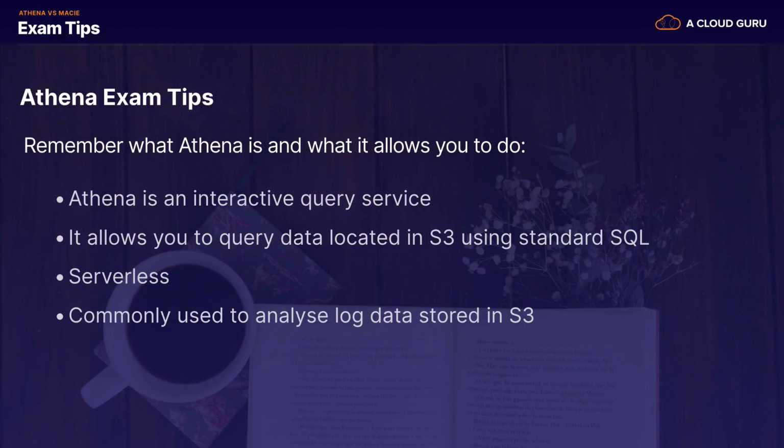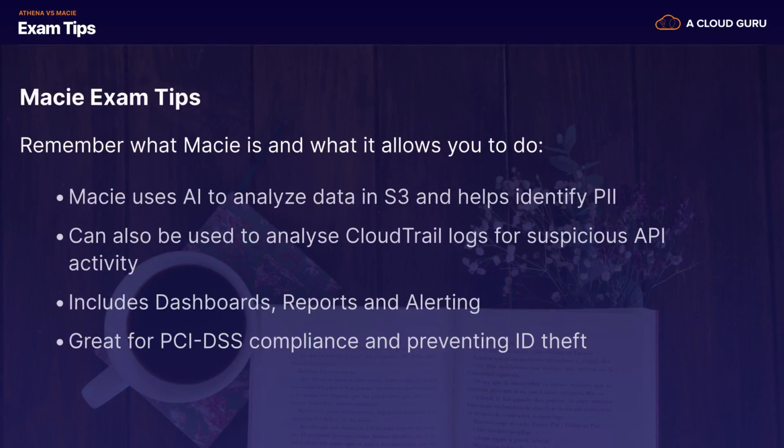So going into your exam, just remember what Athena is and what it allows you to do. It's an interactive query service. It allows you to query your data located in S3 using standard SQL. It's serverless, and it's commonly used to analyze log data stored in S3. Whereas Macie is essentially a security service. It uses AI to analyze your data in S3 and help identify personally identifiable information, or PII. It can be used to analyze CloudTrail logs for suspicious API activities. It includes dashboards, reports, and alerting, and it's great for PCI DSS compliance and for preventing ID theft.